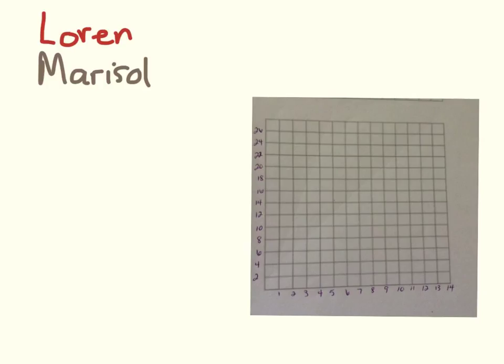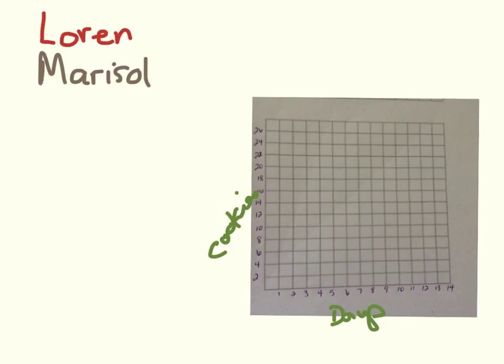Okay, so what I did for this one is I numbered my graph. Down at the bottom, I am doing days. And on the side, that'll be cookies.